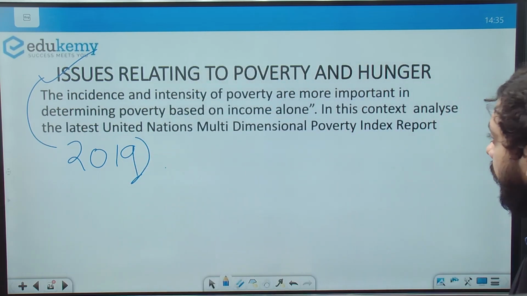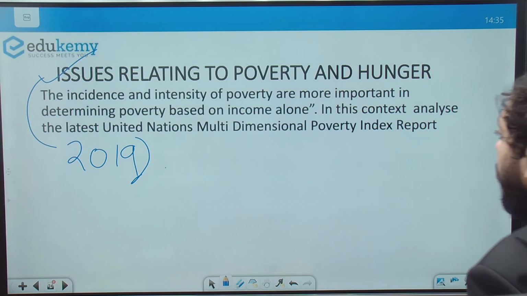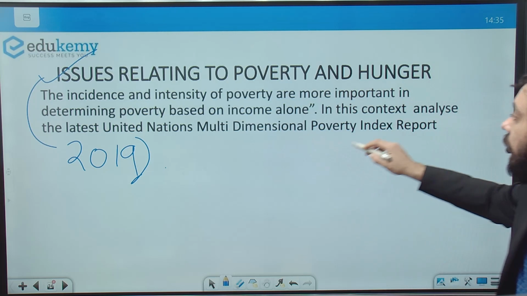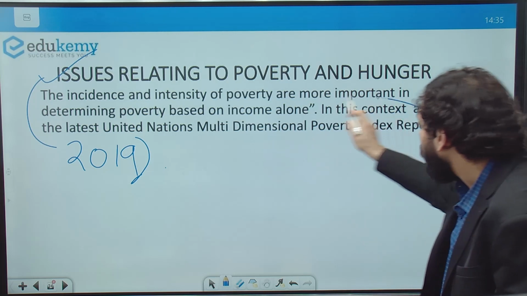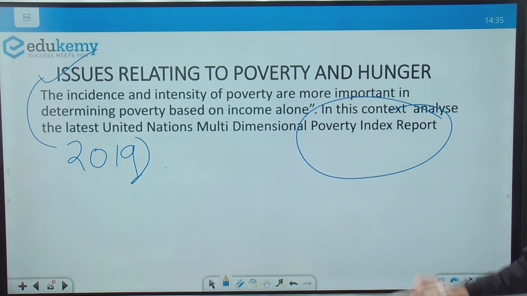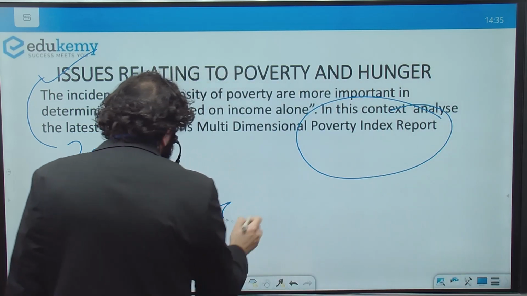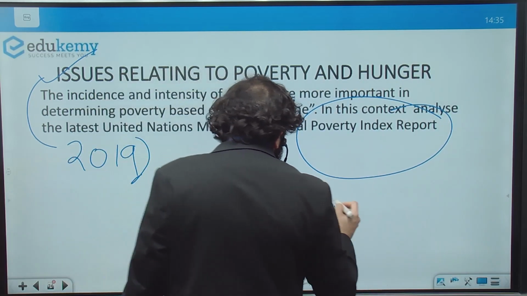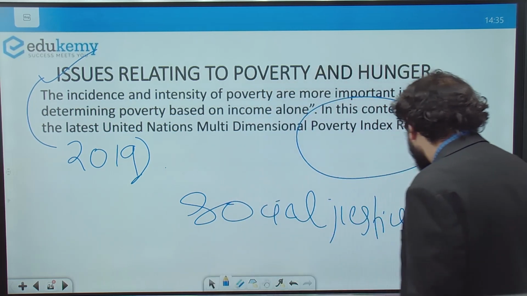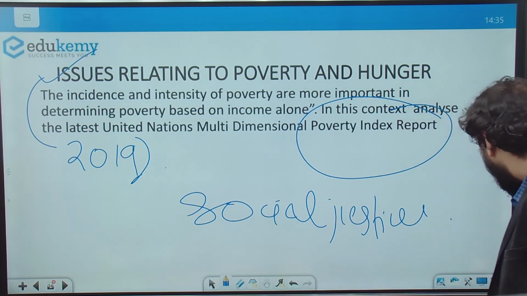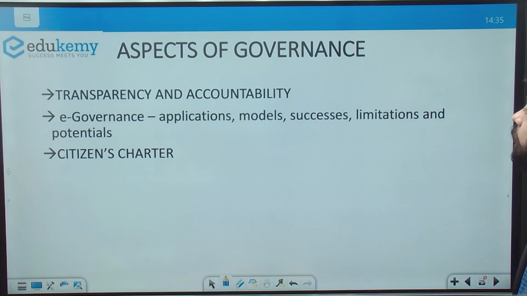The incidence and intensity of poverty are more important in determining poverty than income alone. In this context, analyze the latest United Nations Multidimensional Poverty Index report. So this is an example of a question from the topic of social justice. And after that, we arrive at the aspects of governance.